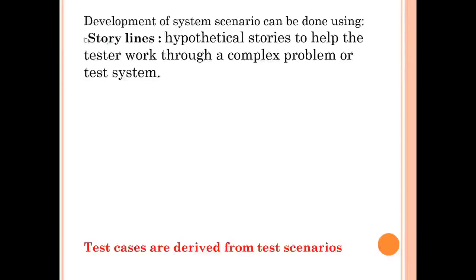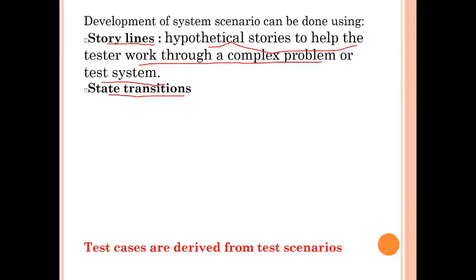To find that out, you need to analyze the system. Storylines are one way to analyze the system and find out the test scenarios. They are hypothetical stories to help the tester work through a complex problem or test the system. Whenever testers hear the story of a particular problem or function, they can understand it, and track exactly where the error is or which part needs to be tested.